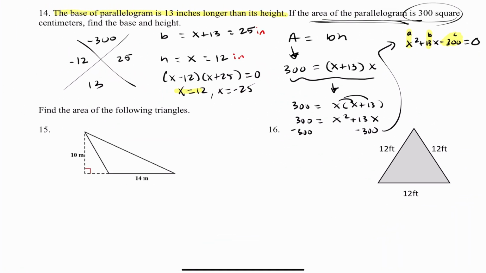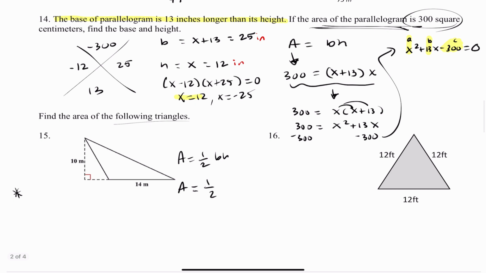All right, so let's take a look at number 15. Find the area of the following triangles. Okay, so this one, number 15, it's A equals 1/2 base times the height. So A equals 1/2. What's the base and what's the height? Same thing like the parallelogram. If you're trying to find the base and the height, you need to make sure that those two segments are perpendicular to each other. So here's 14, and then here's 10.